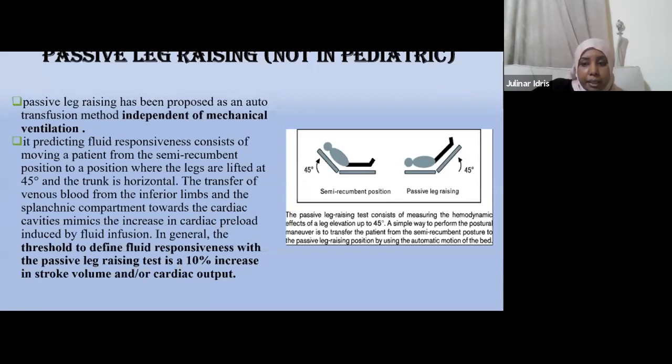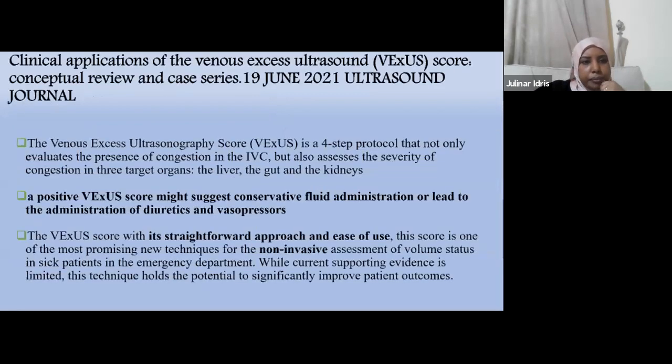Unlike the other dynamic tests, the passive leg raising is accurate in spontaneously breathing patients. And it can be done even if the patient is having arrhythmias. It can be done even if the patient is on low tidal volume ventilation. So it's fulfilling the criteria that we need to evaluate our fluid management.